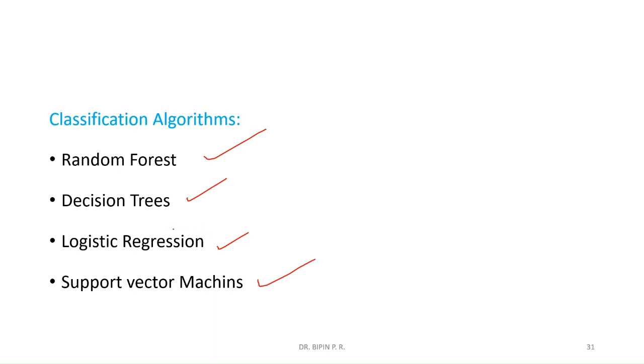Okay, so first of all, we will see the most common, logistic regression. Then we will see decision tree, random forest. Then support vector machine also, if time permits. Okay, so first of all, logistic regression.